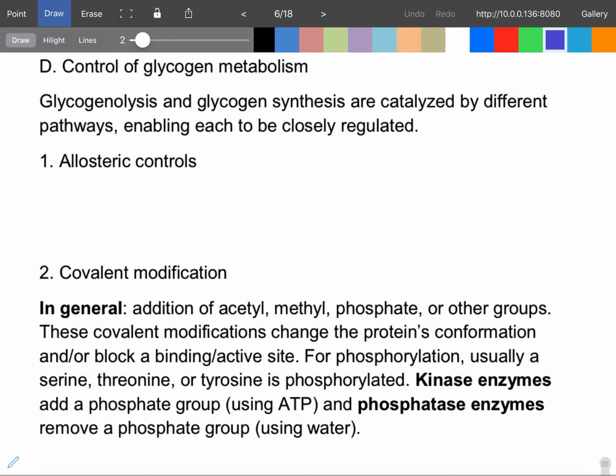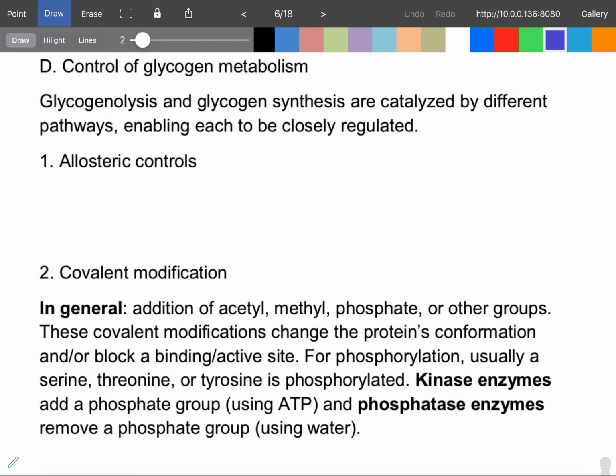So we have some enzymes that are working to build glycogen and other enzymes that are working to tear glycogen down. And so you can imagine we definitely need to control those enzymes. And control of glycogen metabolism is an important thing to consider. So there are two ways we're going to look at this.